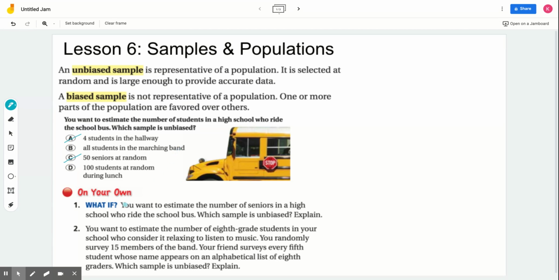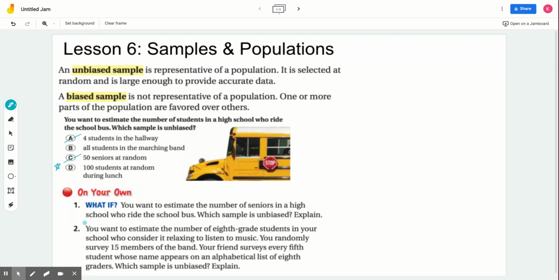Now, most of the time these questions are picking the best choice. So if we look here, all students in the marching band or 100 students at random during lunch. So we know that this is at random. We know it's a large number. So I think this is probably the best choice. Now, all students in the marching band, we know that's probably a pretty big number, but them being in the marching band may affect whether or not they ride the school bus. They might have to stay for practice or have an event or something that might affect that. So that's why choice D is unbiased.